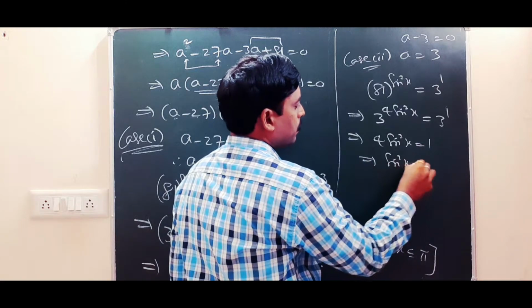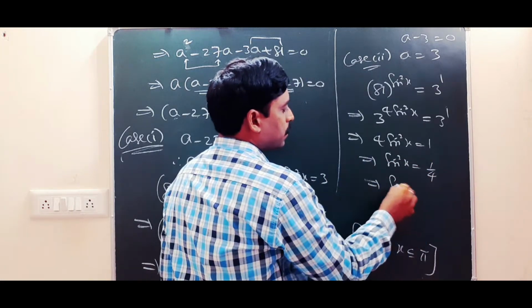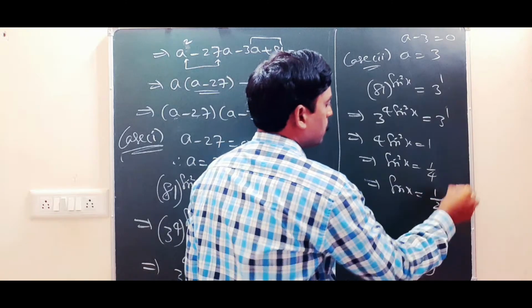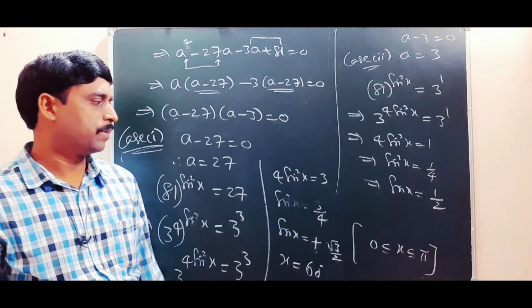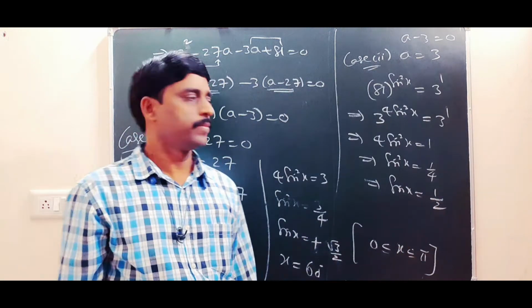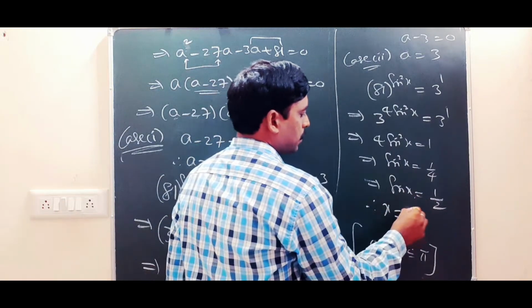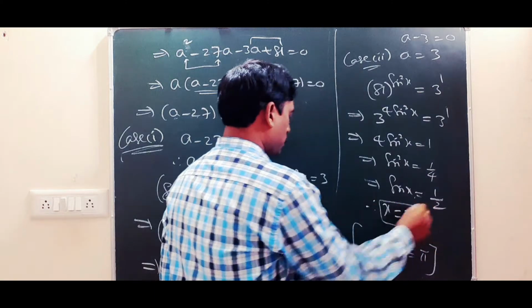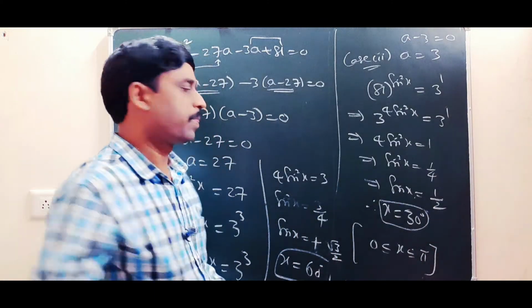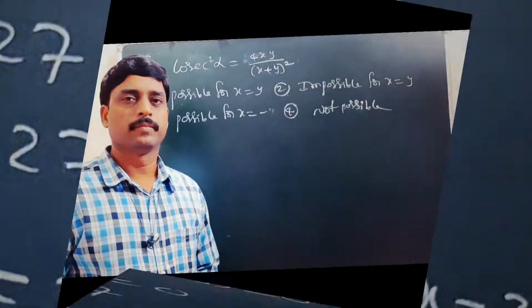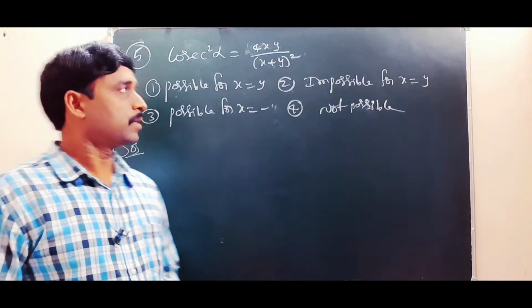Sin square x is equal to 1 by 4. Therefore sin x is equal to, let us take only the positive value because x lies between 0 to pi and sin x is positive. So x is equal to 30 degrees. So the answers are 60 degrees and 30 degrees. Okay, moving to the next question.